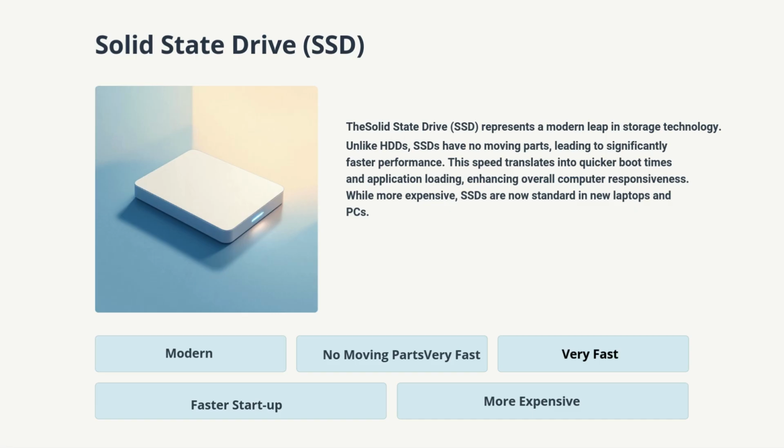For example, when you turn on a laptop with SSD, it boots in a few seconds. The only disadvantage is, SSD is more expensive compared to HDD. But today, most new laptops use SSD because of its speed.